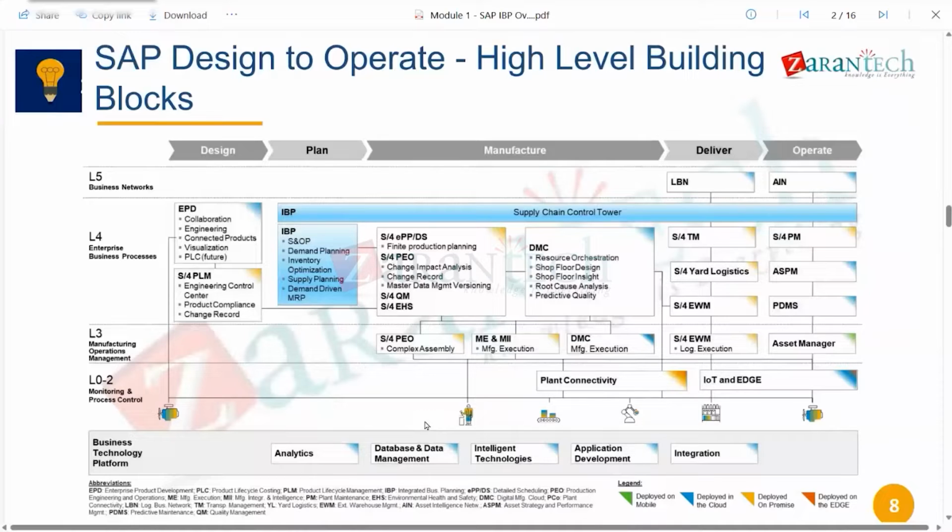Similarly the one in the green. Okay, so you need to find out which one is in the green. The asset management at the right hand side. This can be deployed also on mobile. So this tool has a functionality of accessing the data of asset managers on the mobile. Some of the tools need to be installed on the premises, that is, on the manufacturing platforms or on the supply chain platforms. So this is how the high level building blocks for design to operate work under the umbrella of IBP. Any specific question related to this particular slide?